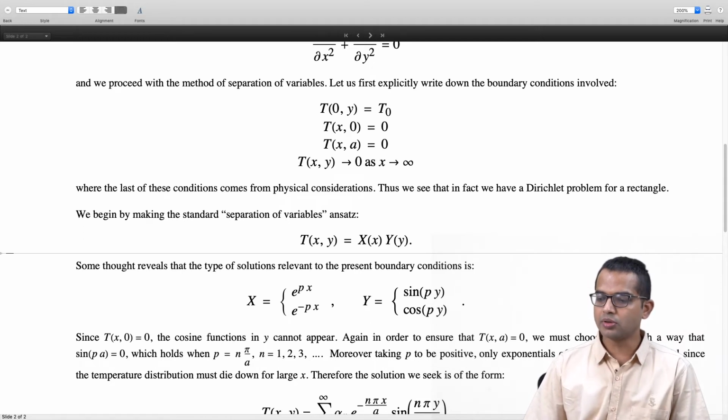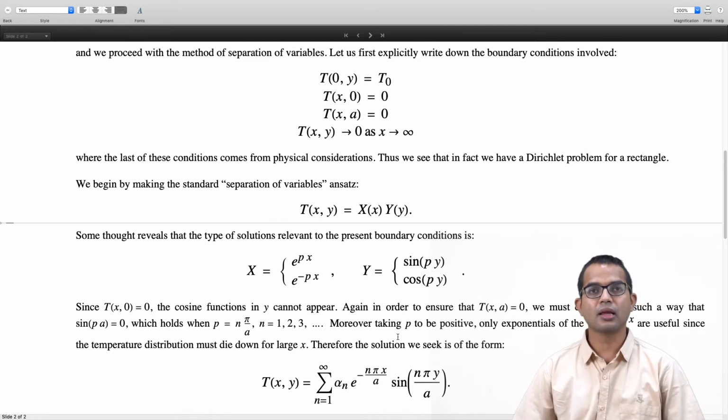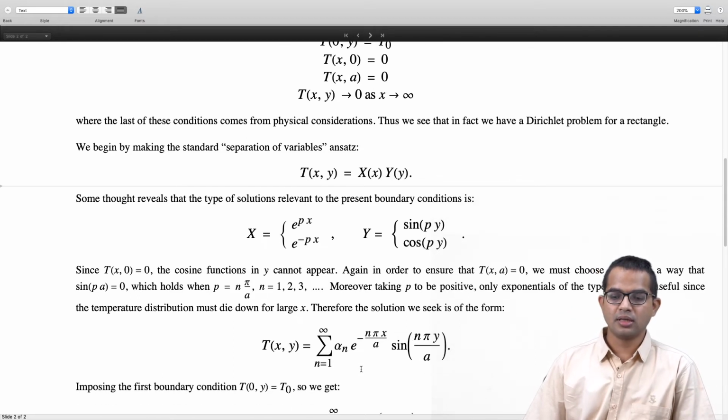Therefore we need to work with only exponentials of this kind, e to the minus px. And so the temperature distribution is then seen to be expressible in this infinite series, right? Summation over n equal to 1, there are these coefficients which need to be determined. There is still a boundary condition that we must plug in: alpha n times e to the minus n pi x by a. So that's where the constraint on p is put in, then sine of n pi by a times y. So this is the infinite series representation for T of x comma y, and there are still alpha n which need to be determined.